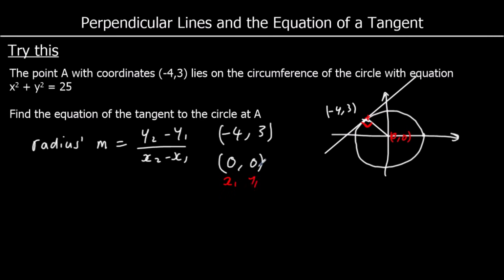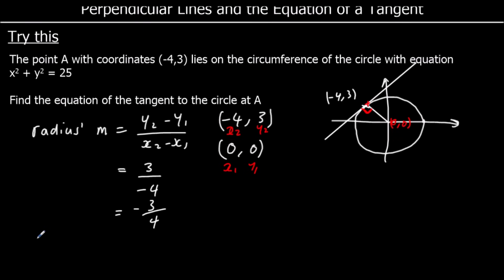So we'll have x1, y1, x2, y2. So it is 3 take away 0 over negative 4 take away 0. So it's negative 3/4. The gradient of the radius is -3/4, which means the gradient of the tangent is the negative reciprocal of -3/4, which is 4/3. So the gradient of the tangent is 4/3.